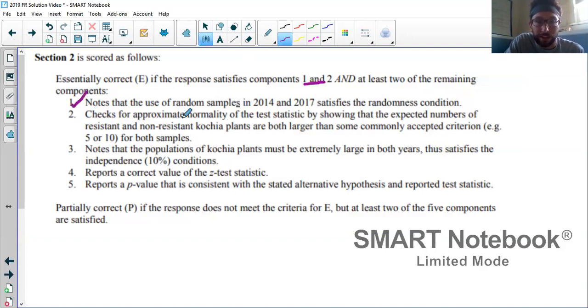Number 2, checks approximate normality by showing the expected numbers of resistant and non-resistant cochea plants are both larger than 5 or 10. This is that success-failure condition we checked. We're good there. Notes the populations must be extremely large or satisfying the 10% condition. We did that. Correct value of the z-test statistic, we got that. Correct p-value, we got that. E, strong E, because we got all 5 of these hit.